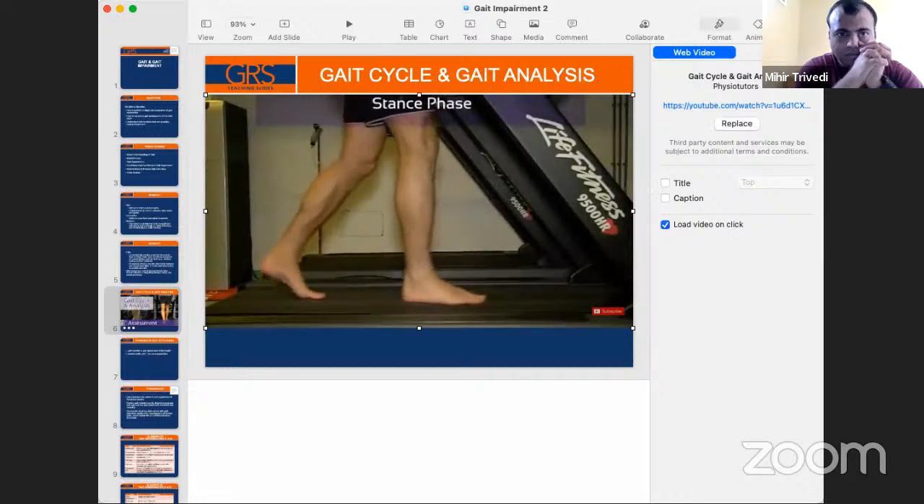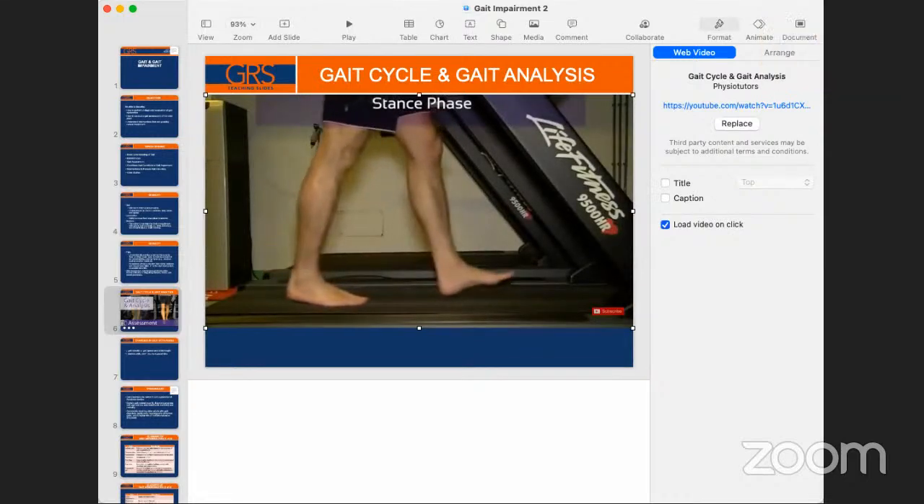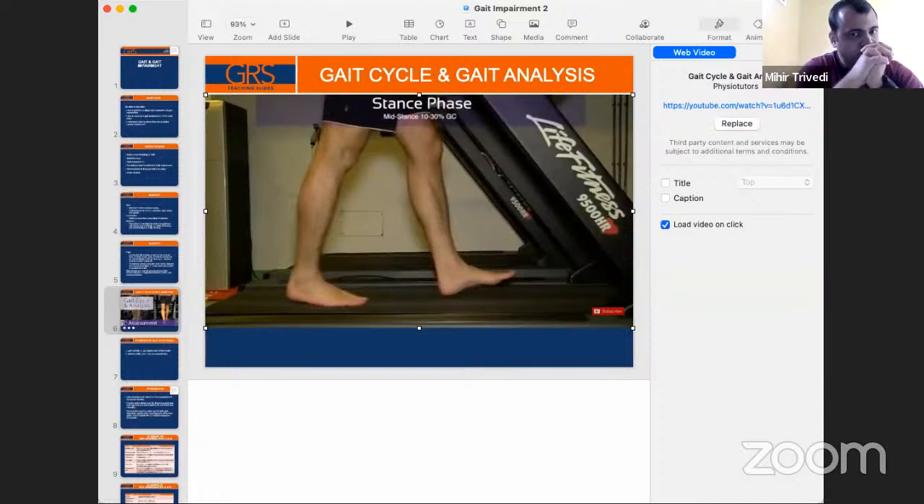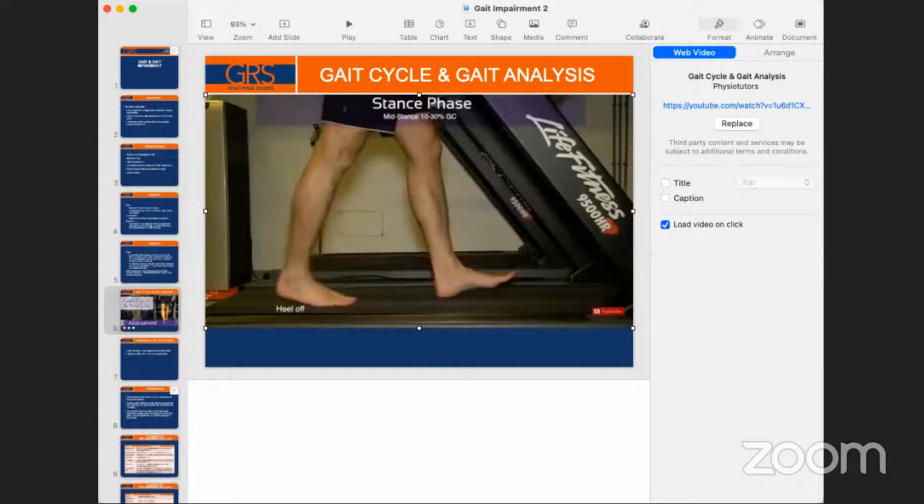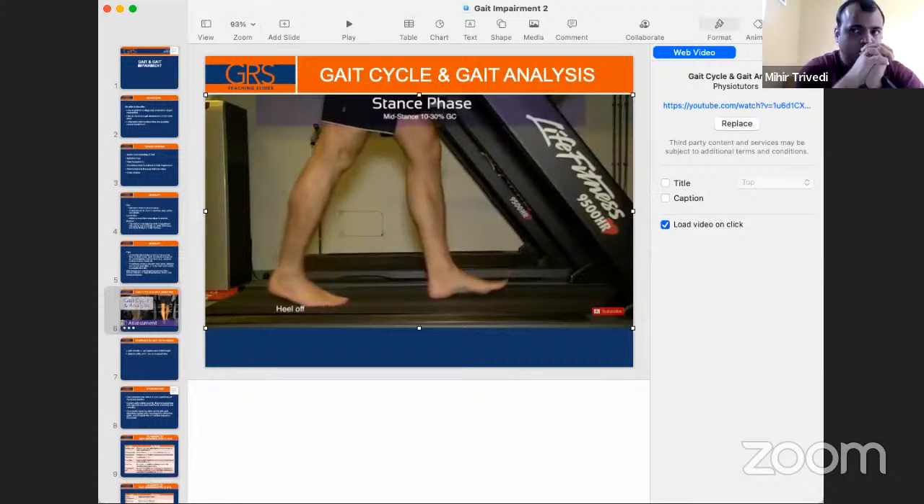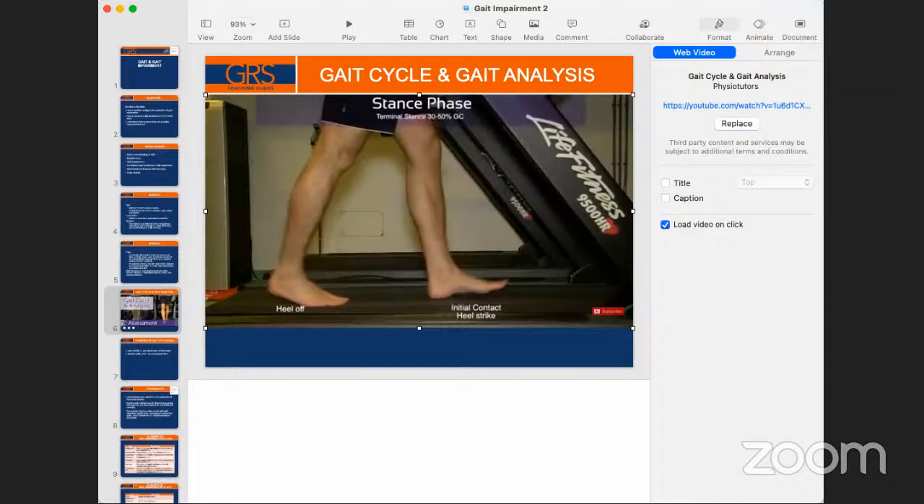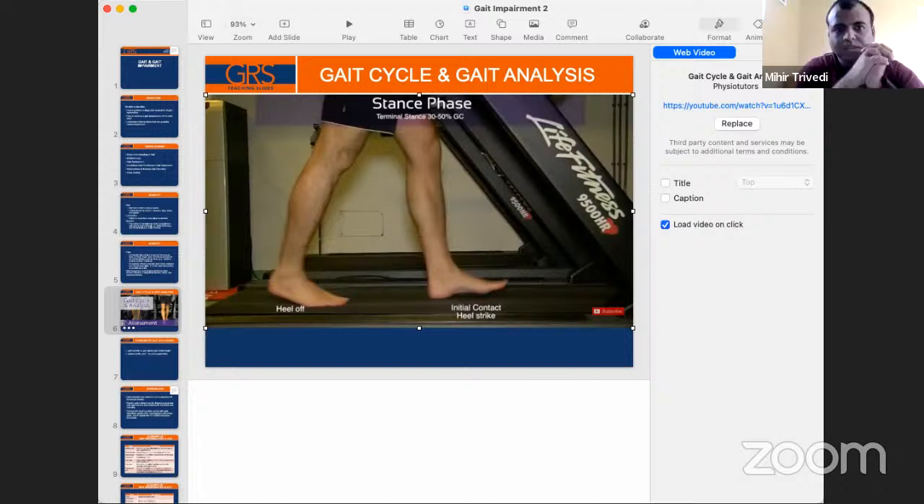After load response, up until the point of heel off, we are in so-called mid stance. So far, we have reached 30% of a full gait cycle. The heel of the right foot starts to lift while the contralateral leg has initial contact with the ground. This period is called terminal stance. We have reached 50% of the gait cycle, and we are almost through stance phase.